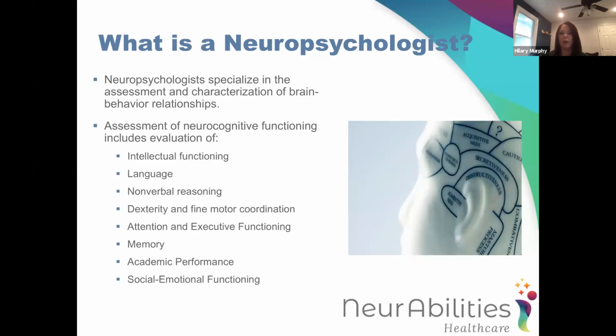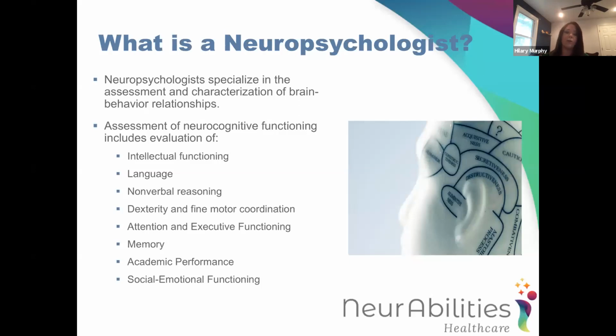So a neuropsychologist is essentially tasked with looking at all areas of cognitive functioning, including general intellectual skills. We look at language, both expressively and receptively. We look at the social use of language, fine motor and visual spatial skills, processing speed, attention and executive control, essentially what we're going to be talking about in depth today, memory, academic performance, and social emotional functioning.